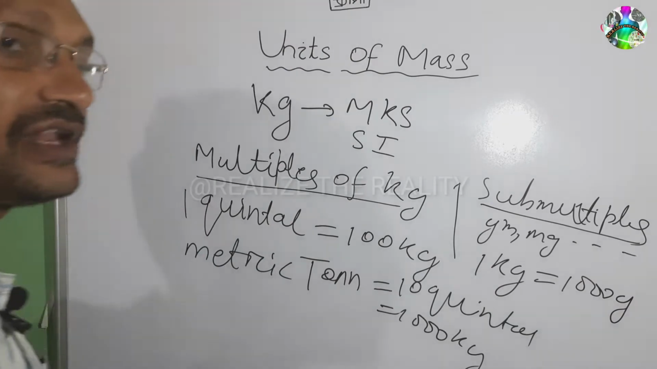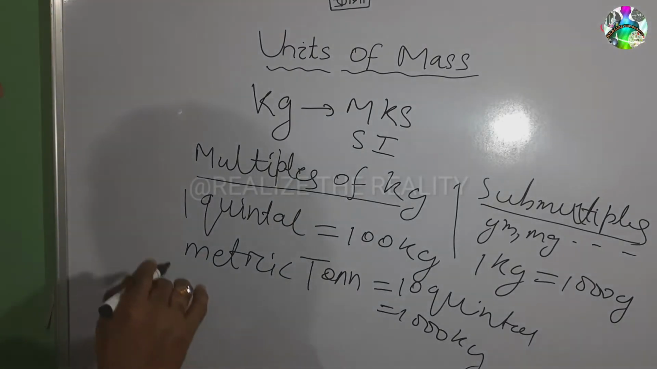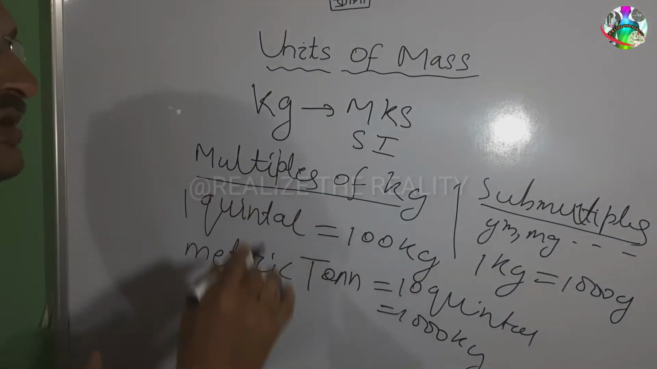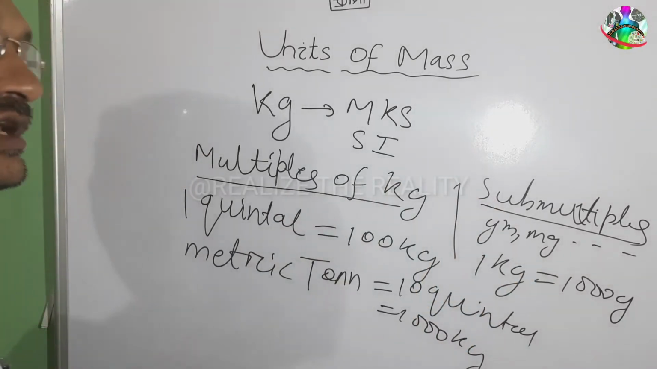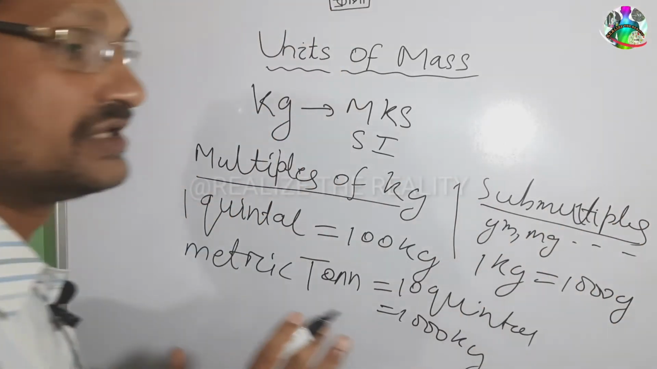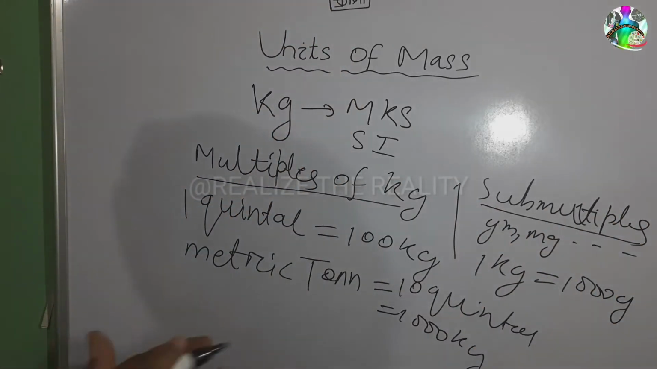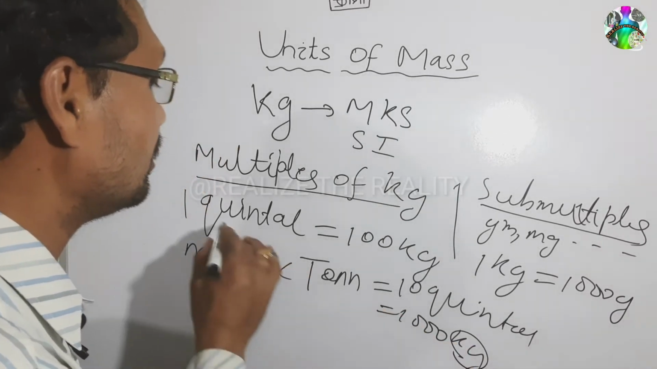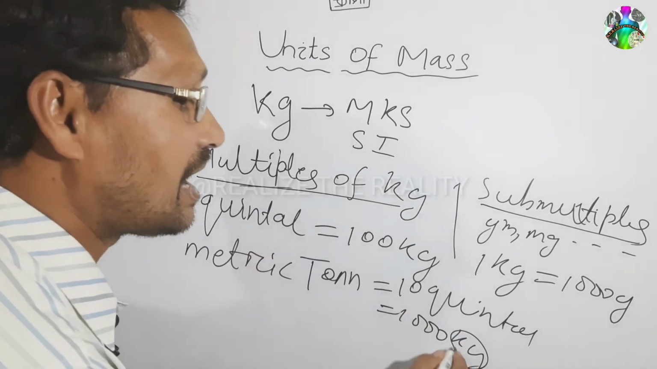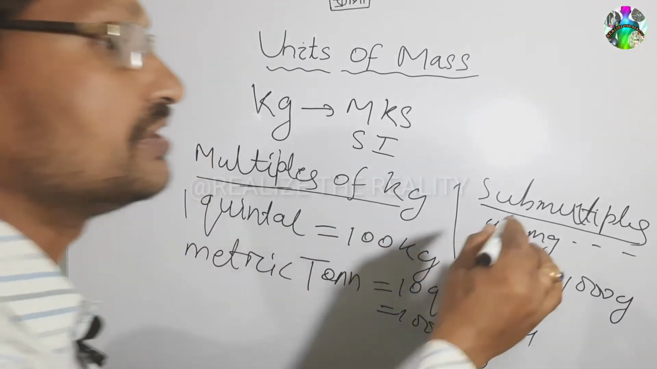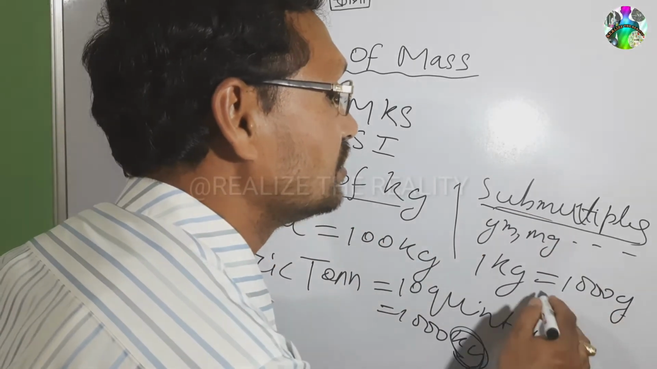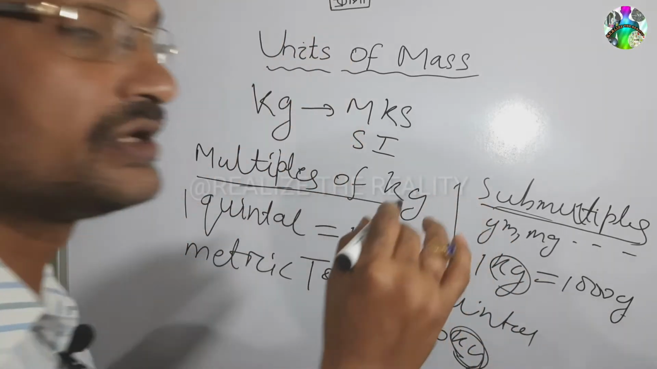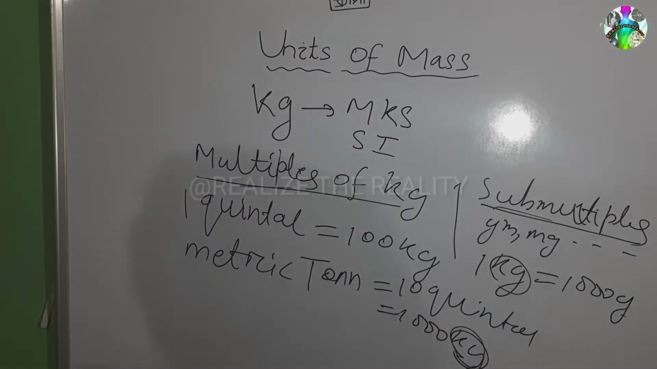That is called metric measurement. In metric measurement, we use multiples of a kilogram and submultiples of a kilogram. That is why we are supposed to know the interrelationship, because kilogram is the standard unit. When we use multiples or submultiples, how are they related to the standard unit? These are the different units we use for measurement of mass.